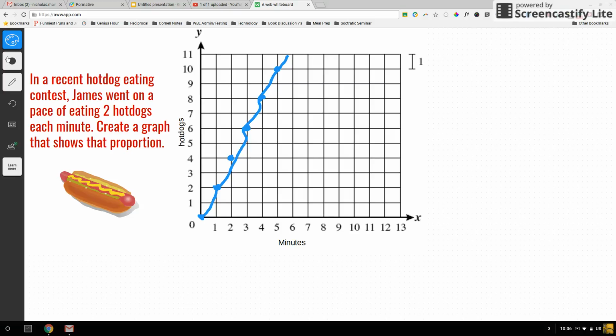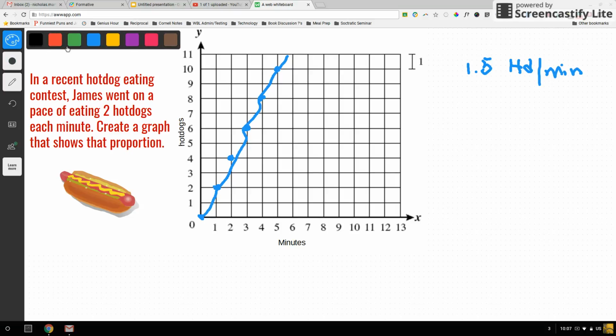Now, let's say we had another contestant who was eating at 1.5 hot dogs per minute, HD per minute. We can easily take a look if we graph him in red. If we graph him, once again, 0 and 0. After 1 minute, he would have 1.5 hot dogs eaten. 2 minutes, we add another 1.5, which would be 3. 3 minutes, add another 1.5, which would be 4.5. At 4 minutes, it would go up to 6. 5 minutes, it would go up to 7.5.